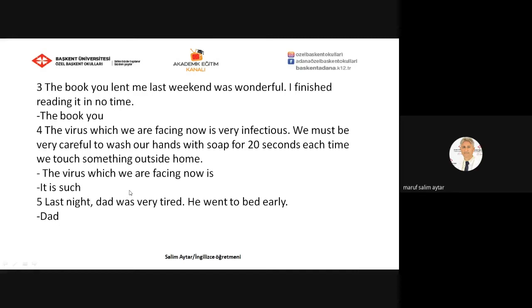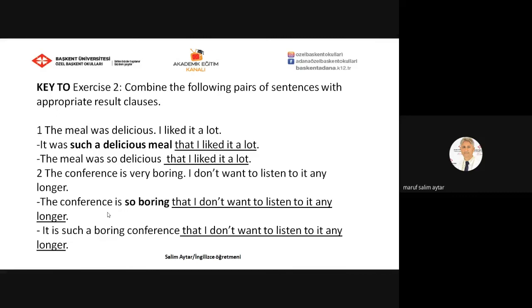The fifth statement says, last night, Dad was very tired. As a result of this, he went to bed early. So, Dad was blah, blah tired last night. That, and please complete the sentence. Now, we can easily see the key on the screen. Let's have a look at it quickly.